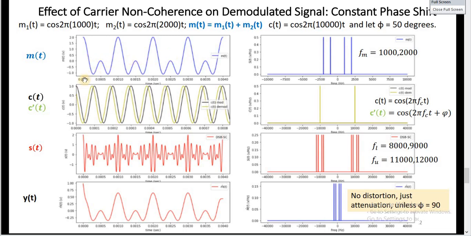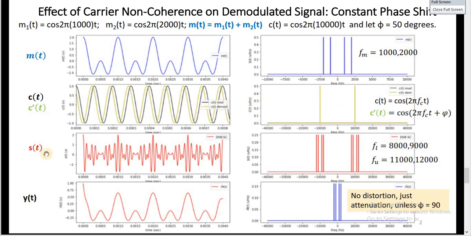The carrier C of t, shown here in black, is a cosine function with frequency 10 kilohertz and 0 phase shift. So this is the carrier frequency, the curve in black. C prime of t is this carrier with this delayed phase shift of 50 degrees. So it is this other curve. In the frequency domain, this constant phase shift has no effect, and so the Fourier transform of both carrier signals are the same. We have one impulse and another impulse, both of them at 10 kilohertz.